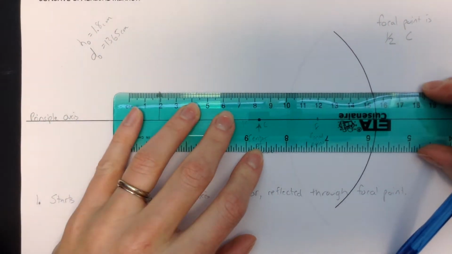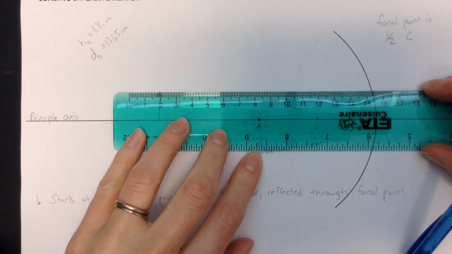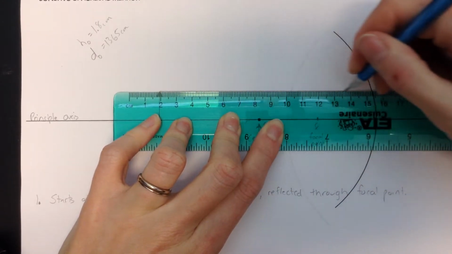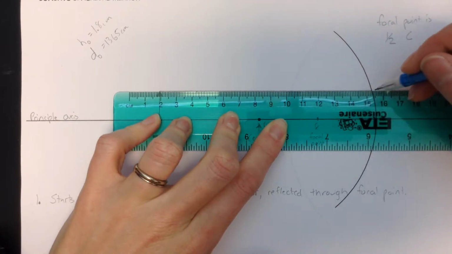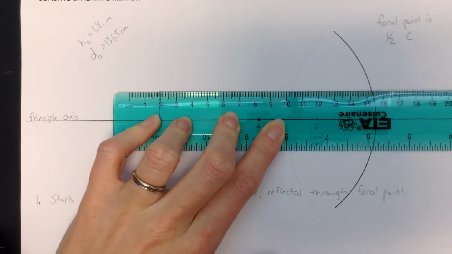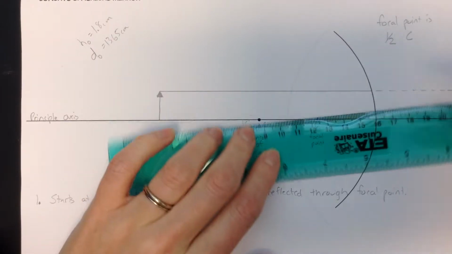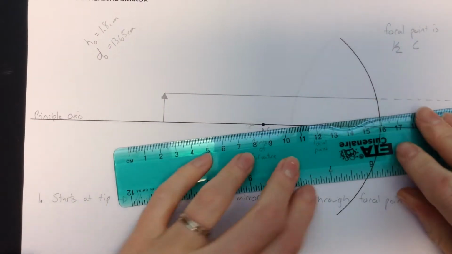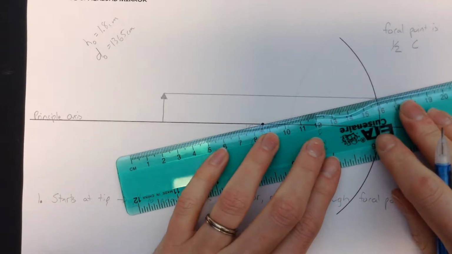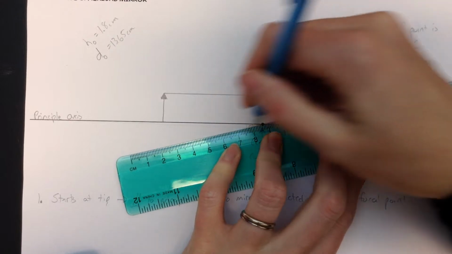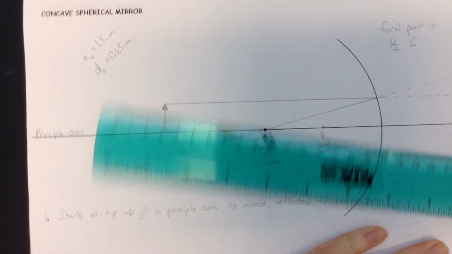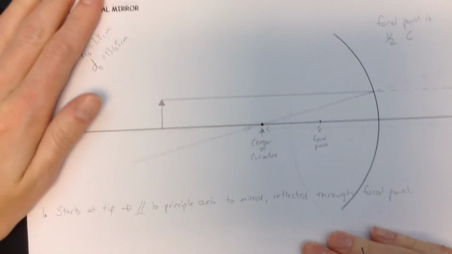So I'm going to try and make this as parallel as I can. That looks pretty parallel to me, and I'm going to draw it all the way to the mirror, and then I'm going to stop. Sometimes I need it to go on the other side, so I just draw a dashed line there, just in case. Okay, and then wherever it meets the mirror, that's going to go to the focal point like this. Okay, and so I'm going to draw that off this way, and I'm going to dash it back here just in case. Okay, so there's my first line.